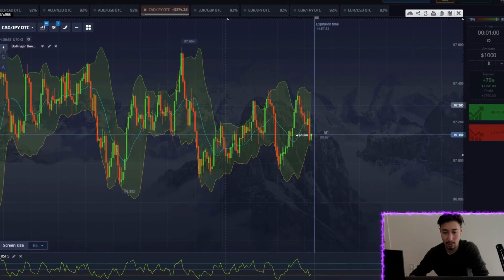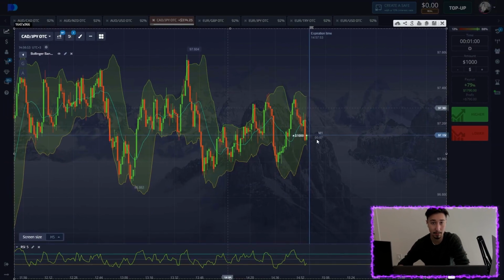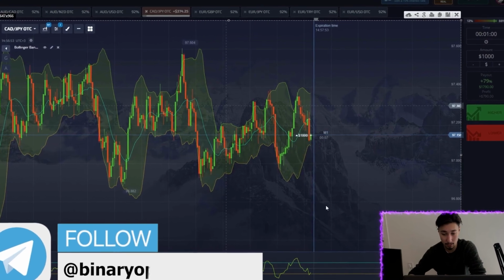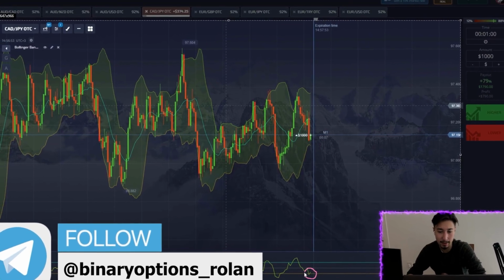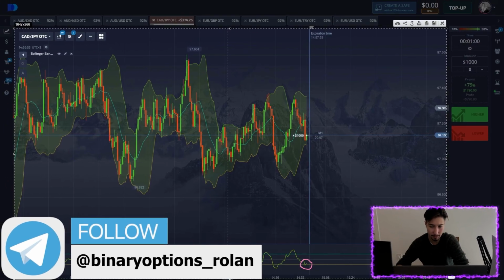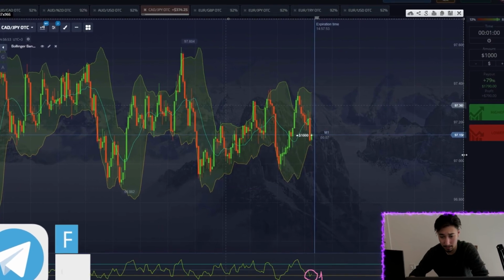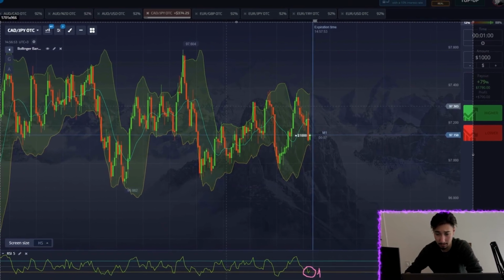Actually the touch hasn't happened here yet. This is not quite accurate trade entry. Okay, basically there is the first signal on the other side. The price is getting out of the oversold zone. There it is, the breakout from the bottom up.